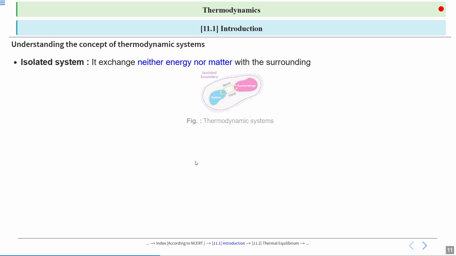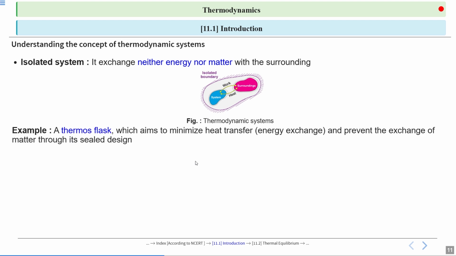Example: a thermos flask, which aims to minimize heat transfer, or we can say minimize energy transfer, and prevent the exchange of matter through its sealed design.